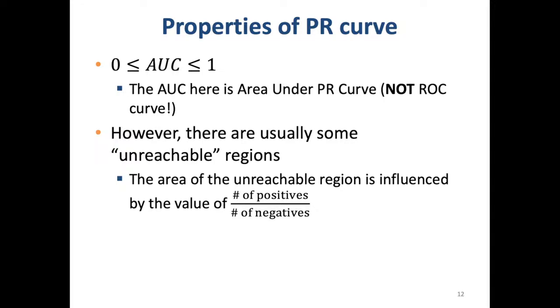in ROC curve, the worst case area under curve is 0. The best case area under curve is 1. But for PR curve, there are some unreachable areas, which means even in the worst case, the area under PR curve will not be 0. And I will show you why this is the case and how to interpret the result. So in fact, the area of the unreachable region is influenced by this thing, the number of positives divided by number of negatives.